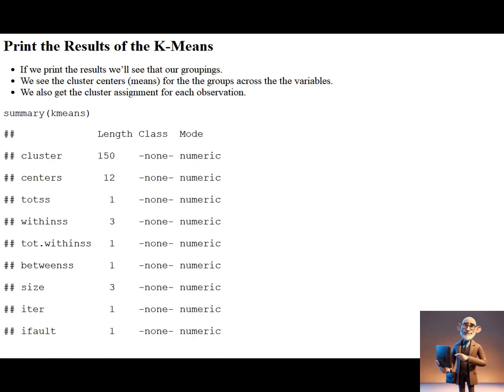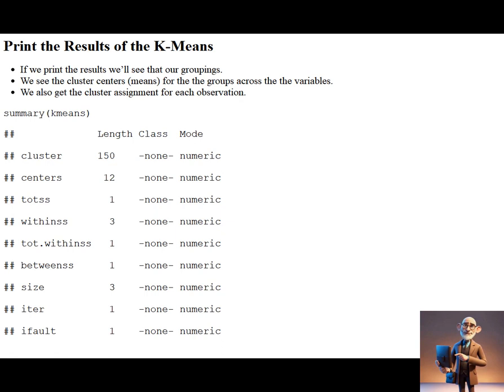Groupings. The output provides us with the cluster centers, means, for each group across the variables. These cluster centers represent the central points around which the clusters are formed. Cluster assignments. We also get the cluster assignment for each observation in our data set. This indicates which cluster each data point has been allocated to by the K-means algorithm.